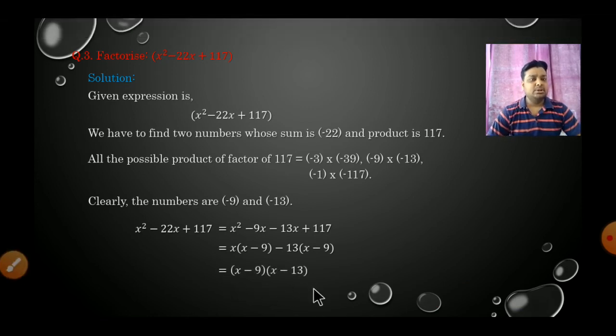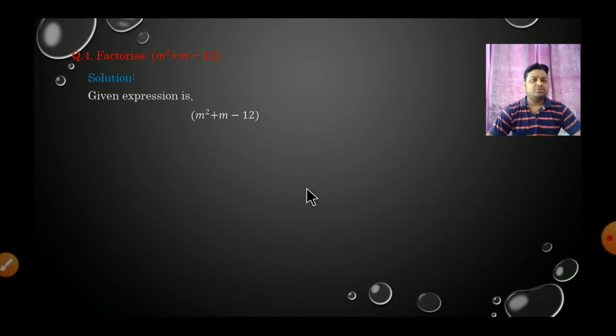Okay students, I hope that you all have understood. Now let's see another question. This time, m square plus m minus 12. At first we will write the given expression as m square plus m minus 12.